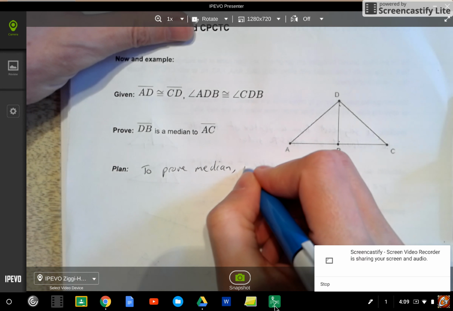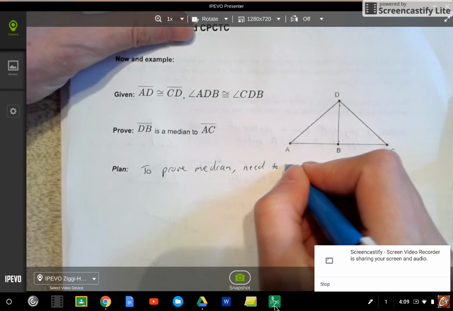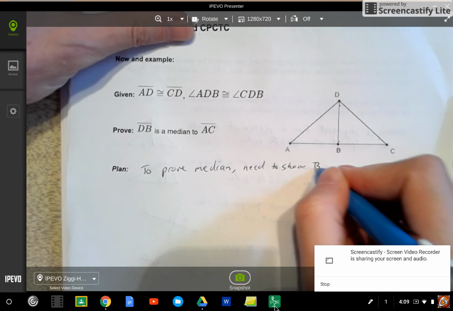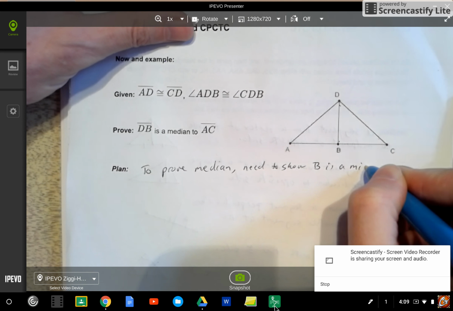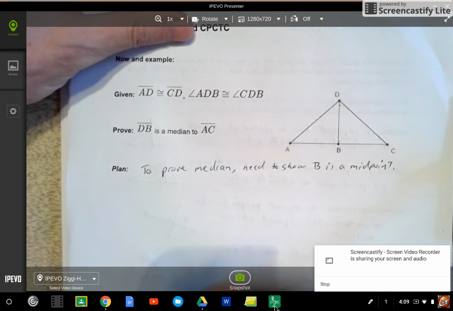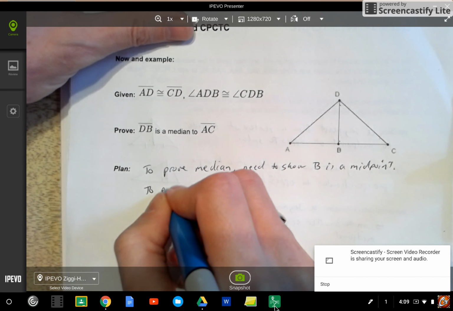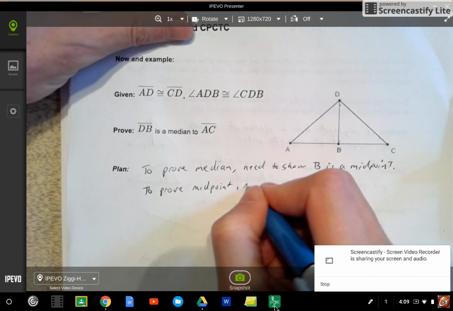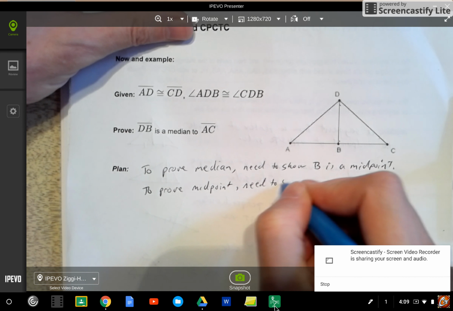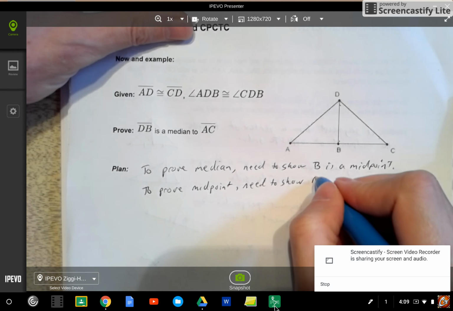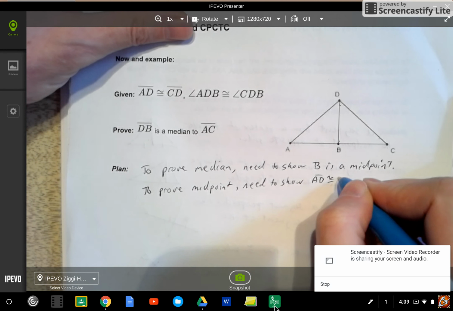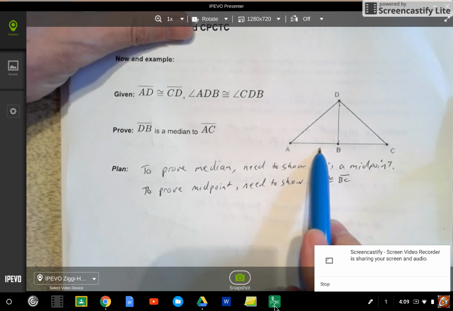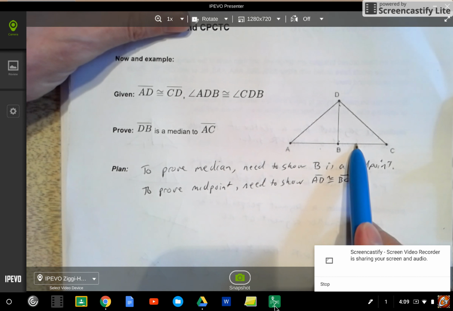I need to show B is a midpoint. Okay, to prove midpoint, I need to show that AB is congruent to BC. Well, those are parts of the triangle, so I can see where I'm going from there.